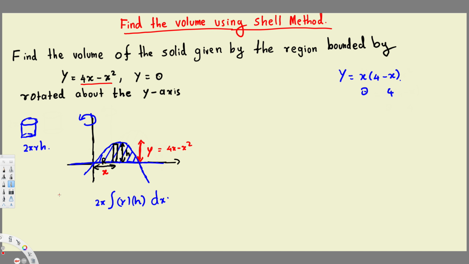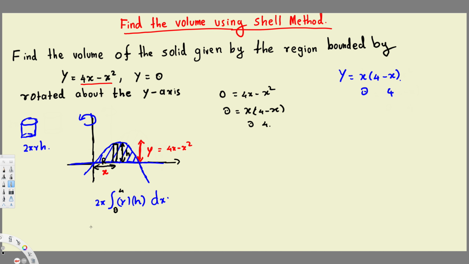So integral, and I forgot to put the integral, right? We have to pick the limits of integration. To do this, we equate the two equations that were given. So if you equate 0 and 4x minus x square, you will get the limits of integration. If you equate this, we can take the x common, so this is going to be x times 4 minus x, and therefore this is going to be 0 and 4. So this is going to go from 0 to 4. So that's our limits of integration.